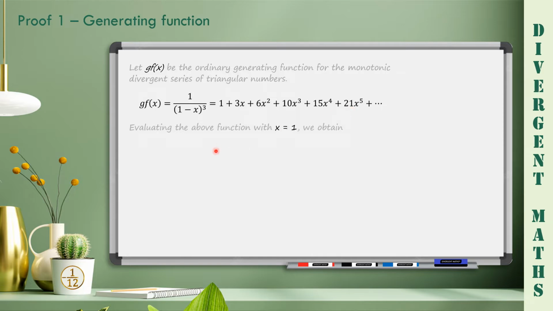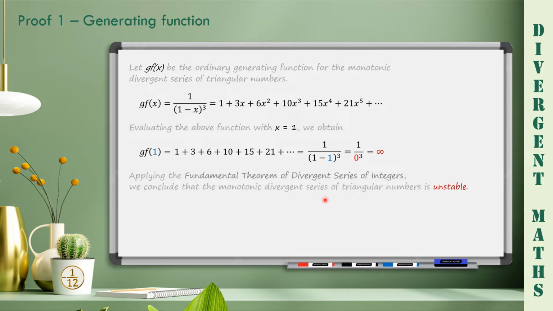So if we evaluate the above function at x equal 1, we obtain GF of x at x equal 1 is equal to 1 plus 3 plus 6 plus 10 plus 15 plus 21, etc. You can see it from here, which are the triangular numbers that we are after. So that expression 1 over (1 minus x) to the cube, if we evaluate it with x equal 1, we have of course 1 over (1 minus 1) to the cube, which is 1 over 0 to the cube, 1 over 0, which is infinity.